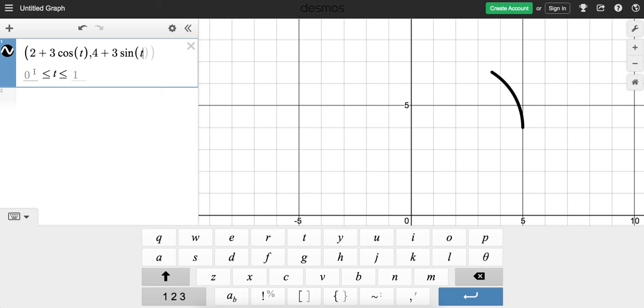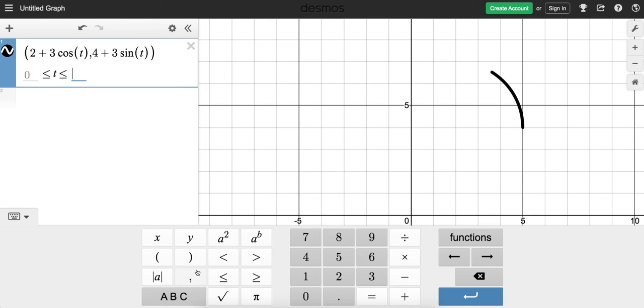And Desmos will put up the values for the parameter defaulted 0 to 1, but we can change it to whatever we want. So we can make it from 0 to pi. And as you can see, we get a circle. One of the nice things about this is it can graph parametric equations fairly easily.